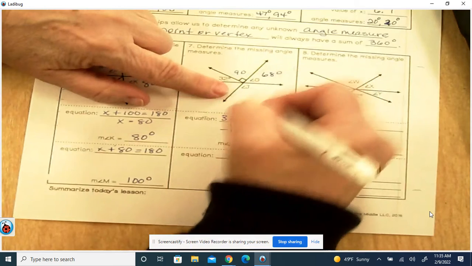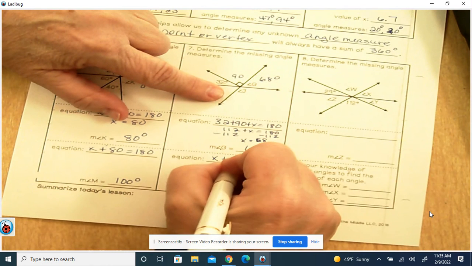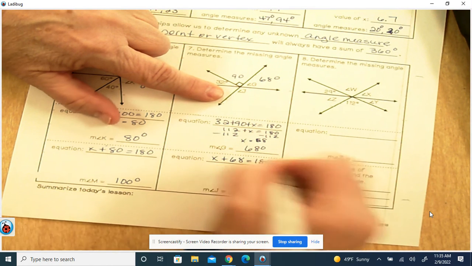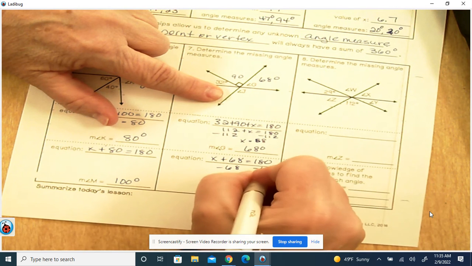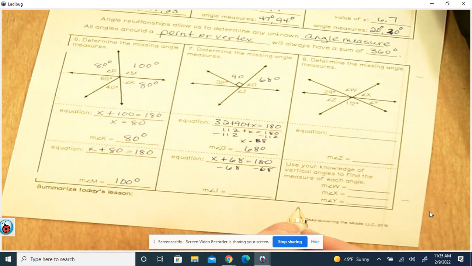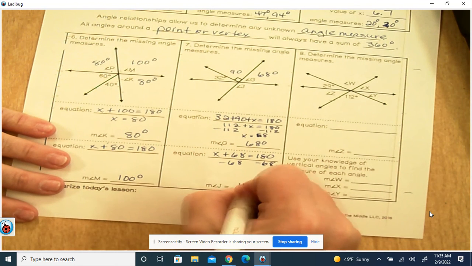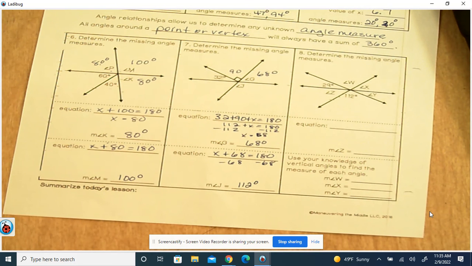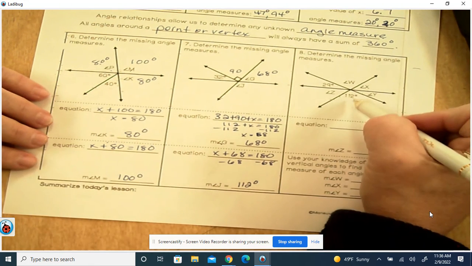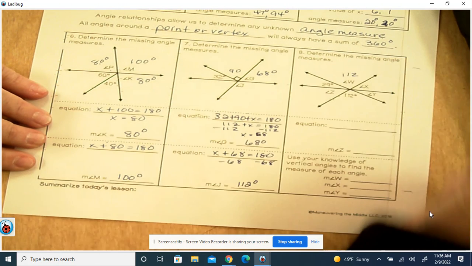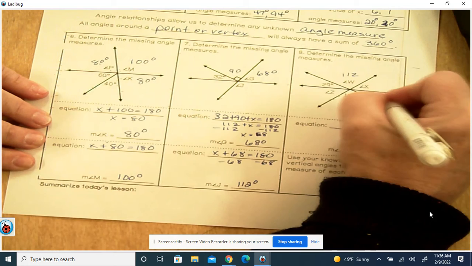All right, to find the measure of j would be x plus 68 equals 180. And if we subtract 68, we get 112. 112 degrees. And the last one, we've got these two are vertical, so I know that's 112. These two are vertical, and I know that's 29.